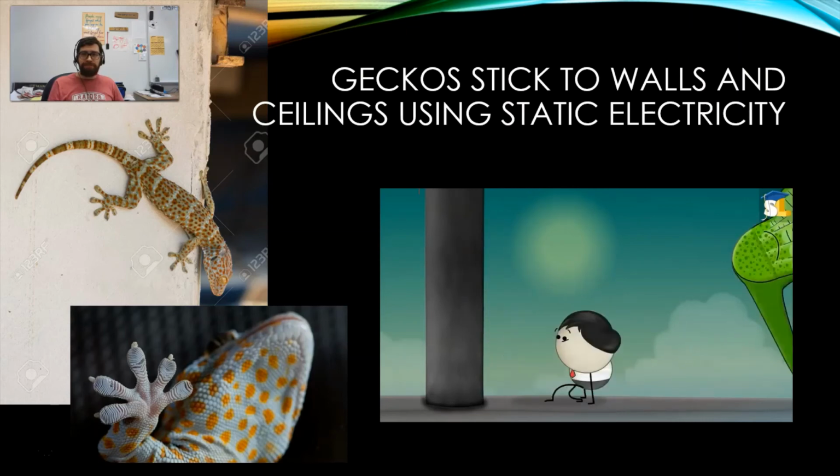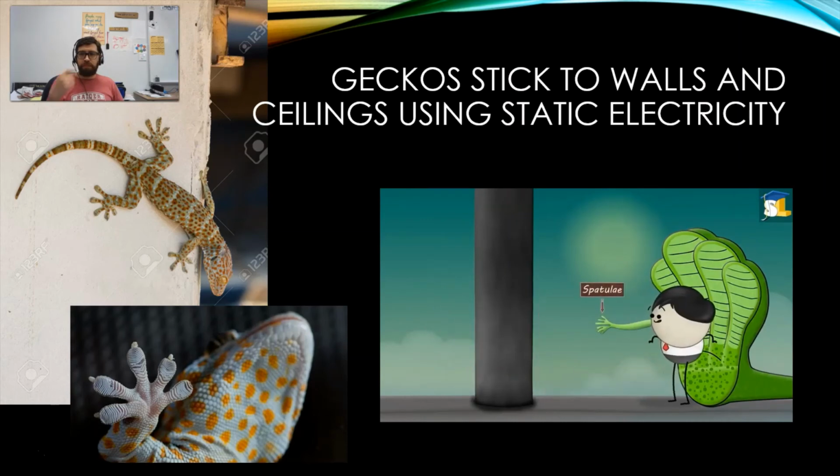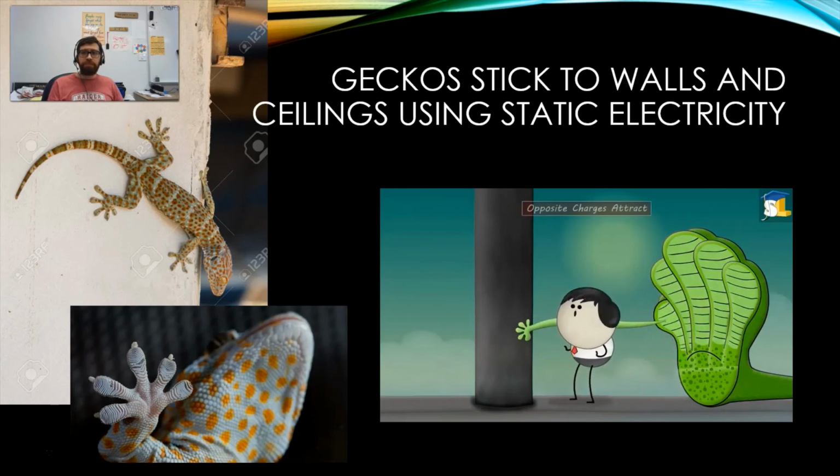How do geckos stick to walls? Using a two-sided tape? Nah. The toes of geckos have hair-like structures called setae. Each of these setae branches into tiny bristles called spatulae. Spatulae help geckos to stick to many surfaces using the principle opposite charges attract.